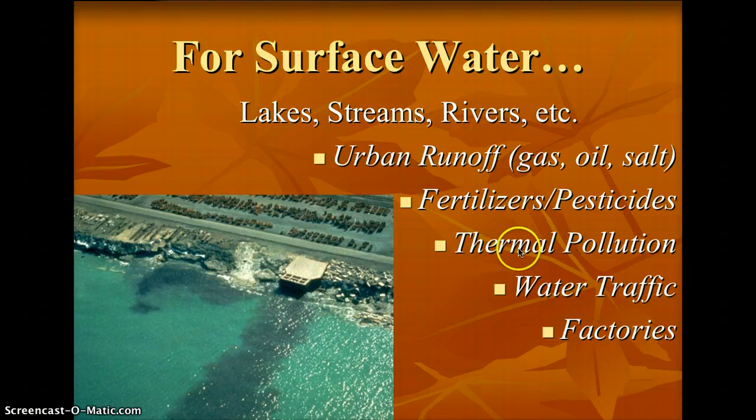Thermal pollution, that's just when a factory or a company would discharge warm water into a river or a lake that's really cold. And there's no chemicals in it, but the warm water can be dangerous to fish. It can shock them and kill them. Water traffic, boats, things like that. And of course, factories, if they're using water, as you can see in this picture right here, or discharging waste out into the water, that can be a problem.